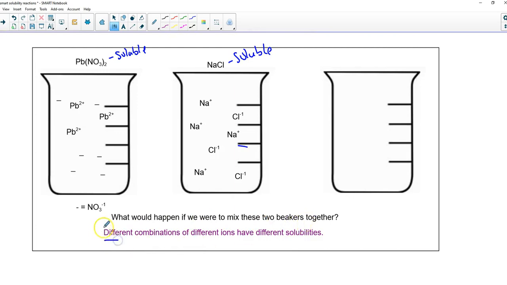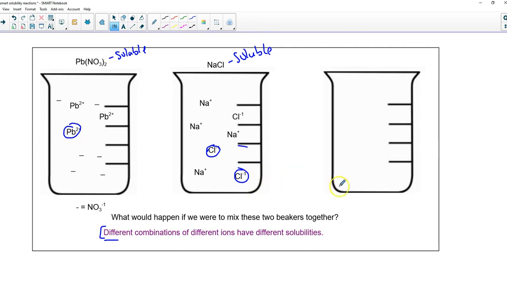Okay. So in this case, what would happen if we mix together 2 beakers together? And this is really kind of an important idea. Different combinations of different ions have different solubilities. So now when I put this lead chloride together, the lead ions and the chloride ions grab onto each other or attract to each other a little bit better than the other ones do, and therefore they drop out. In order to drop out, we really just need to have an attraction between this guy and these guys. If they attract by Coulomb's law or Coulomb attraction, then they'll go out.